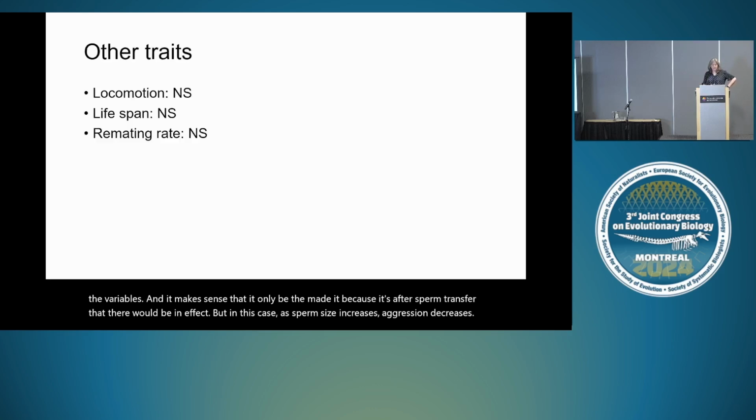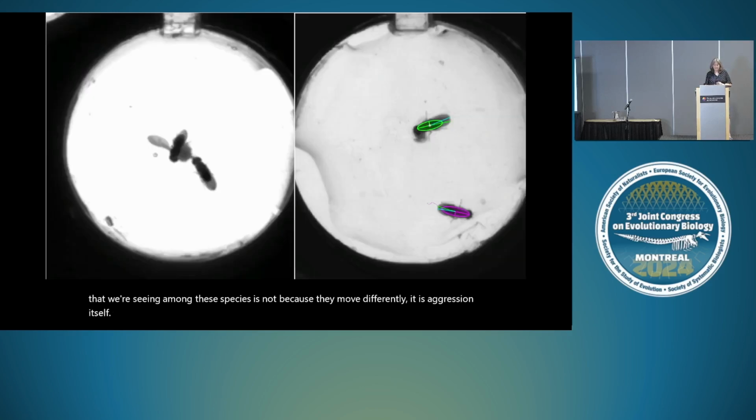We looked at several other traits, locomotion, lifespan, and remating rate, and didn't find any significant association between these traits and aggression. Locomotion was really important to check, so that the amount of variation that we're seeing among these species is not because they move differently. It is aggression itself.